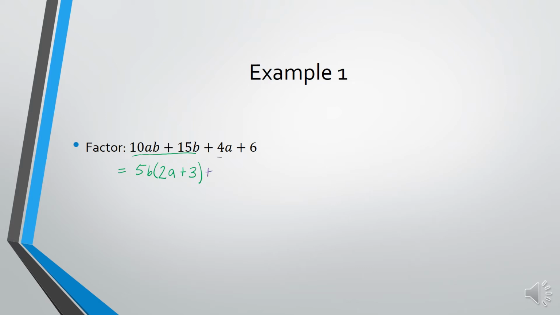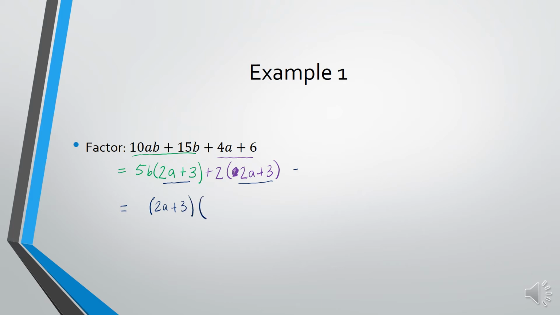Then we're going to look at our next 2 terms, and we're going to do the same thing. So the greatest common factor of 4a and 6 is 2. And once I factor out this 2, I'll get 2a plus 3. There we go. And now something should have happened, right? I don't know if you see it, but do you see how this 2a plus 3 appears in both of my terms? So what that means is that I can actually factor that out. So now I'm factoring out a 2a plus 3.